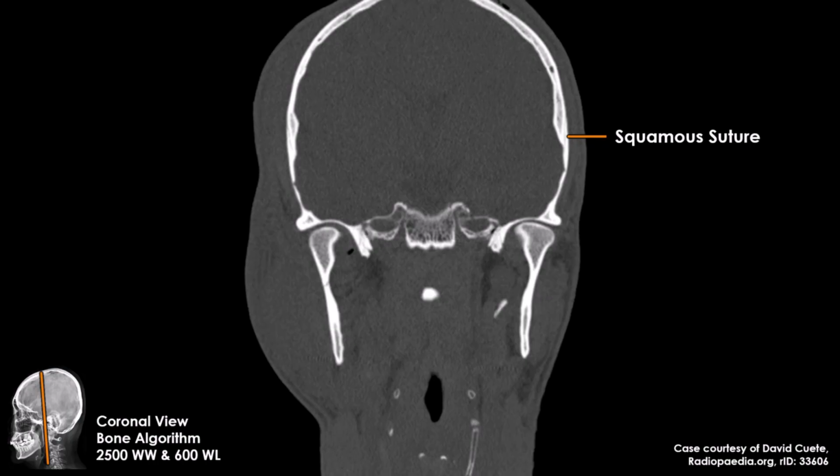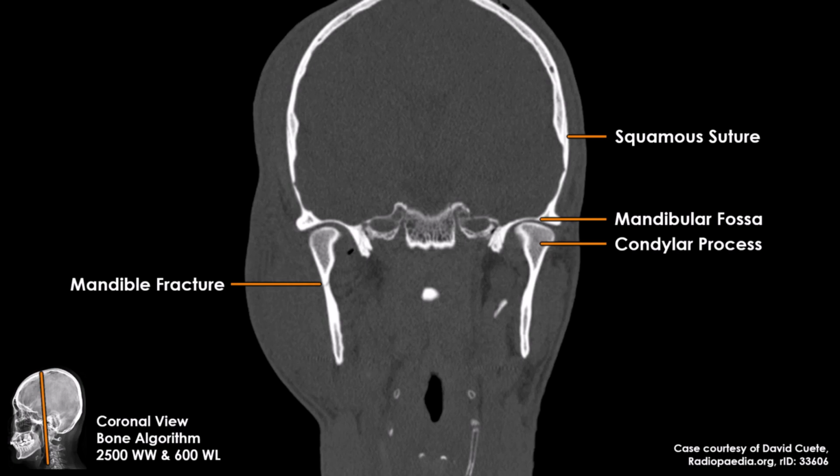The temporal bone is important in facial imaging because it contributes to forming the temporomandibular joint. The shallow recess within the temporal bone is the mandibular fossa. That mandibular fossa receives the condylar process of the mandible. On the other side of the mandible, we can still see that same mandibular fracture that has been demonstrated on previous images.